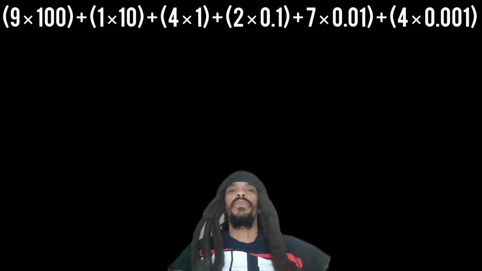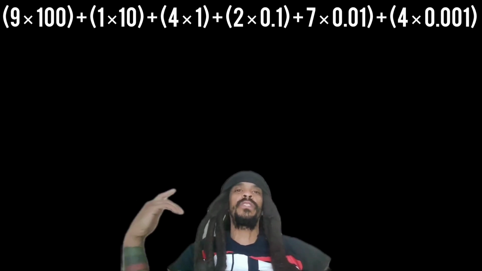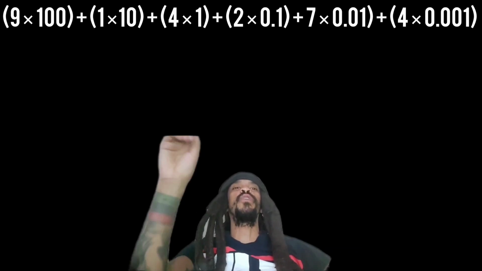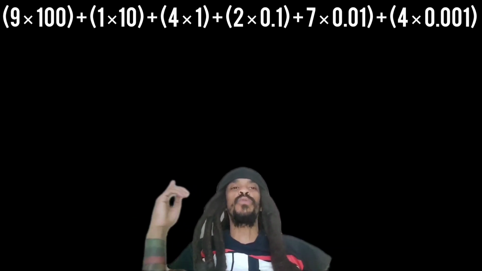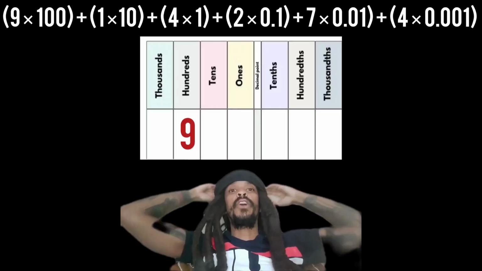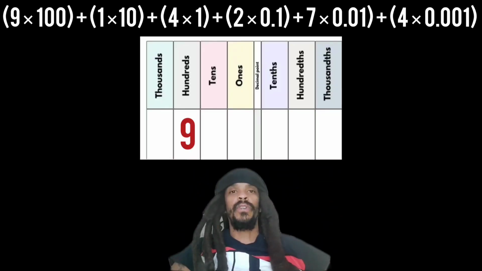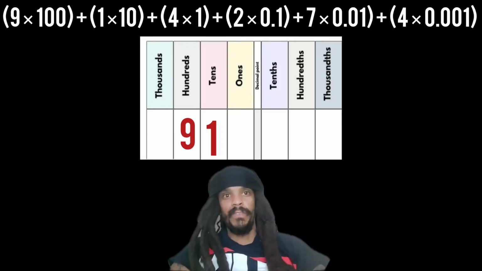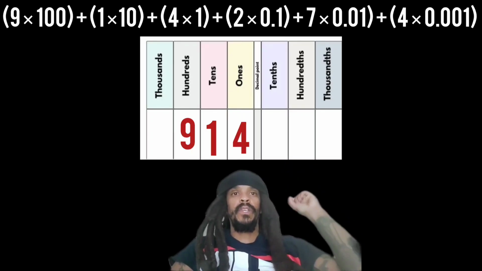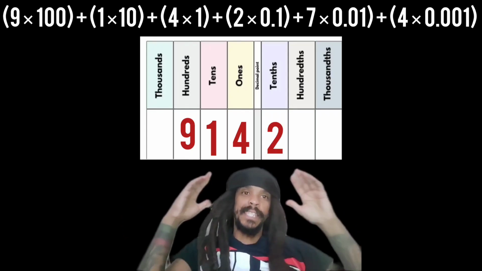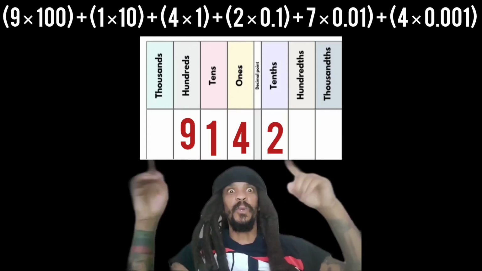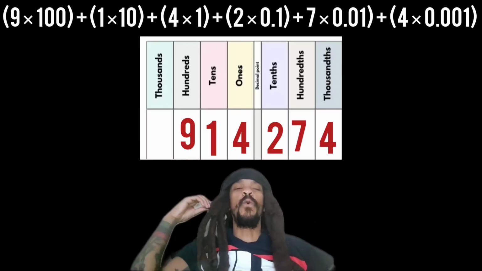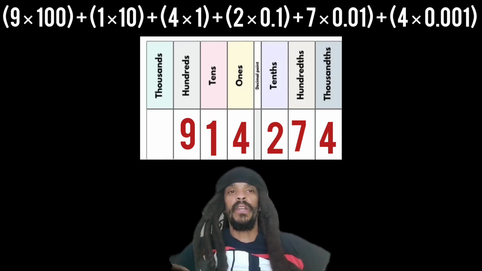9 times 100 plus 1 times 10 plus 4 times 1 plus 2 times 1/10 plus 7 times 1/100 plus 4 times 1/1000. So we got a 9 in our hundreds place. Put that in our placement value chart. 1 times 10, 1 in the tens place. 4 in our ones place. 2 in our tenths place. Wait, I said 2 in the tens place. I'm sorry. 7 in our hundredths place. And then our 4 in our thousandths place. All right. Yep.